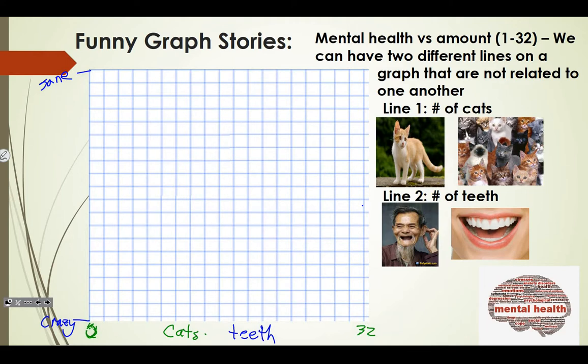Okay, so we're going to have some other people now come up and put their graph, and I'm going to tell you which one you're graphing, teeth or cats. Now, be careful because babies have no teeth. Okay? So I'm going to give you, yes.